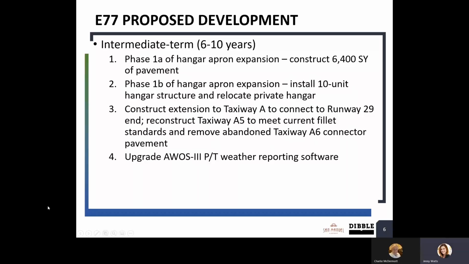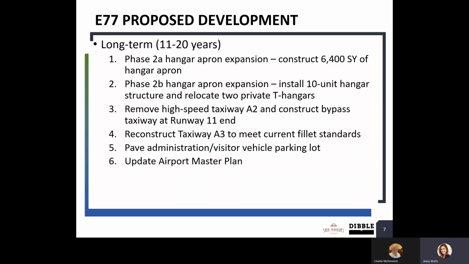Next slide. And finally, in the long term, which is typically 11 to 20 years of the plan, again, we have a phase 2 of the hangar and apron expansion projects. So we'll be proposing an additional apron expansion and another additional 10-unit hangar. And again, the final projects here, just to highlight, are some airfield geometry corrections with the taxiways. And then finally, towards the end of the 20-year period, probably another update to the airport master plan. Those are some of the highlights of the projects that we're proposing.